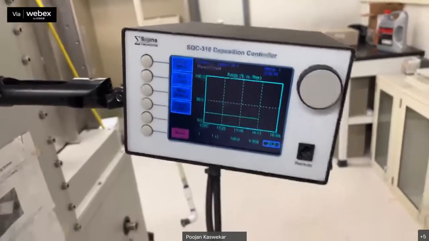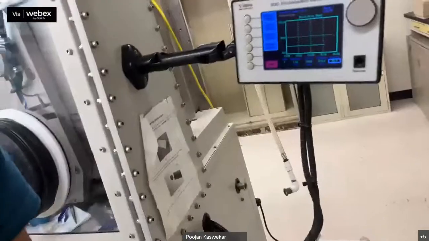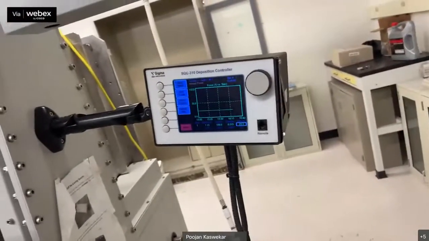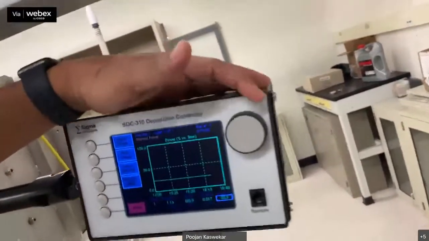Is there enough charging in the model? No. Is there enough charging in the model? Yes.